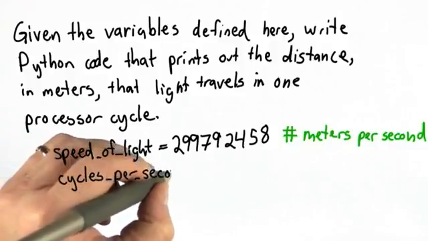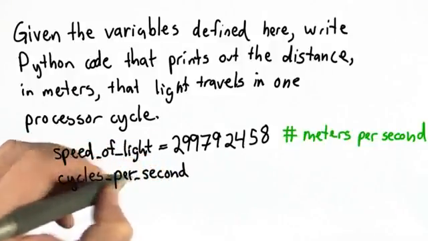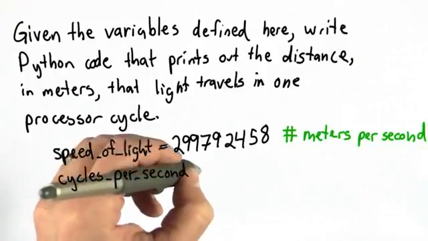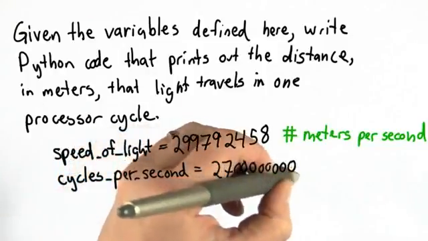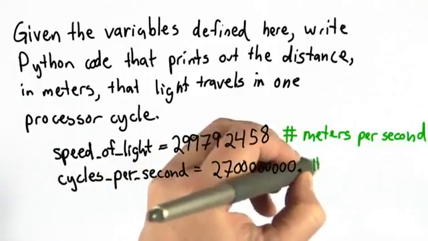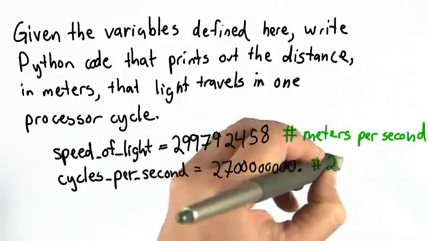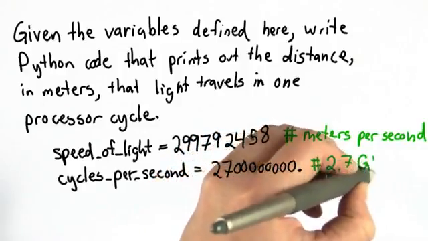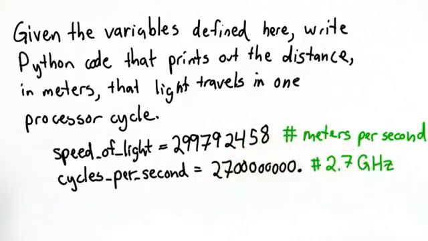So the second variable we'll call cycles per second, and we'll give that the value 2,700,000,000. And I'm going to give it a decimal point to make it an exact number. So when Python does division, we'll get exact results. And we'll also give a comment for this one to indicate that this is the 2.7 gigahertz speed that the processor in my computer has.